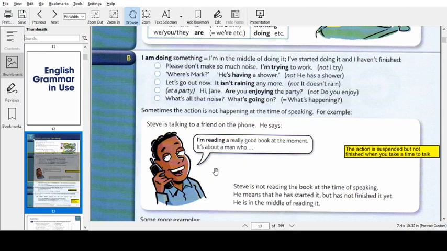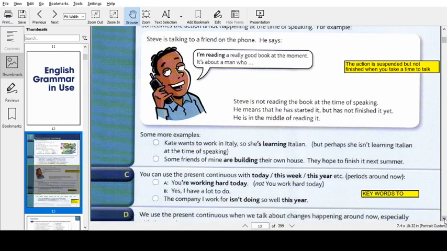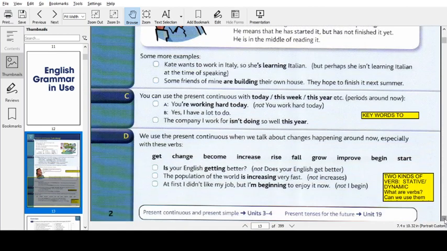He wants to tell that when you are talking to your friend or telling about your activities, they have been suspended for a while. Still you are in the middle of your activity. You are just telling your friends about your activity. For example, I am reading a really good book at the moment. It's about a man. It means that the action is not completed. Still he is in the middle of the action.